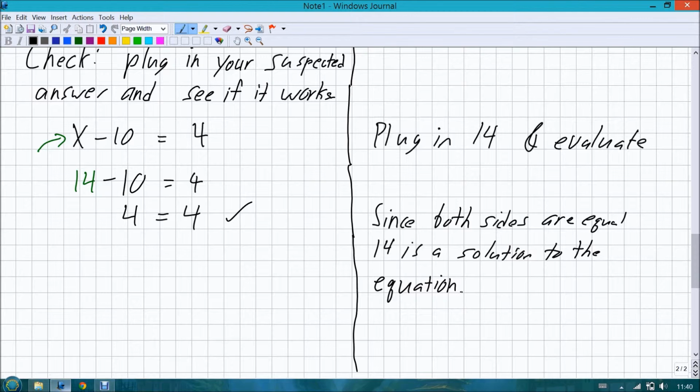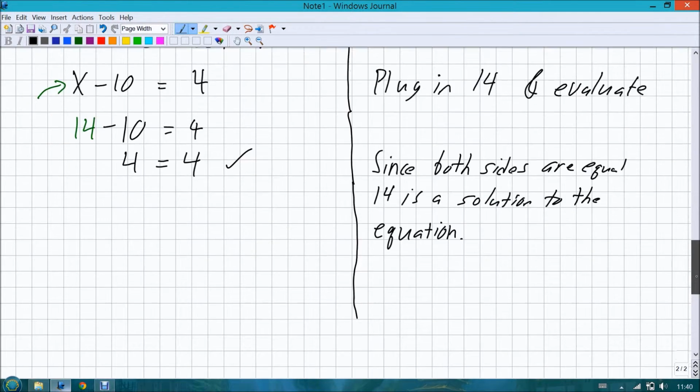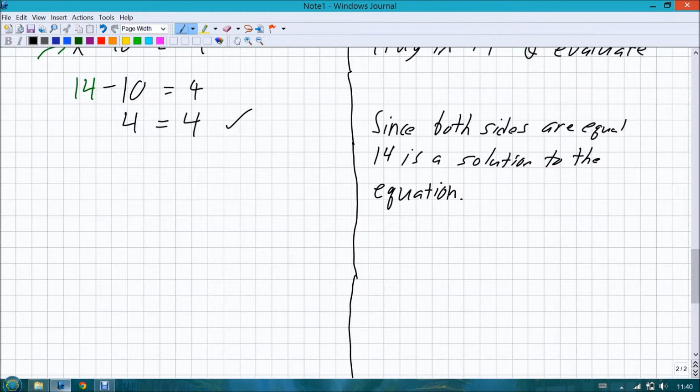If I got something like 6 is equal to 4, it's not an acceptable solution because it gives you an erroneous answer, meaning it's full of errors. So we want to make sure that they are the same. If they're different, they get kicked out.